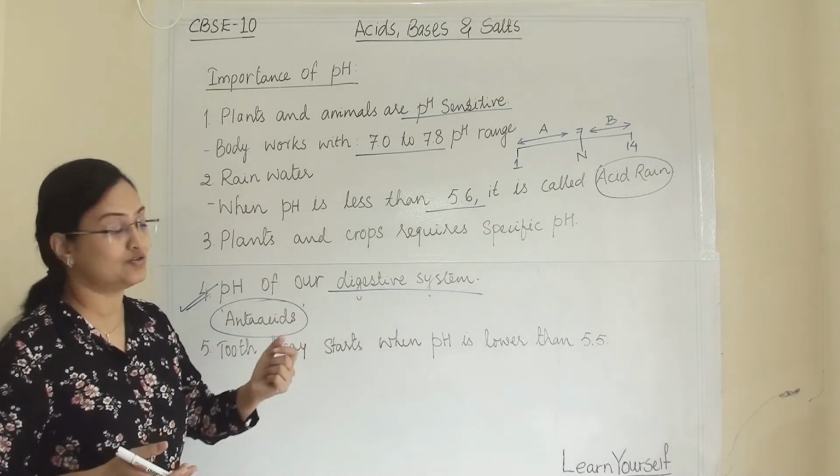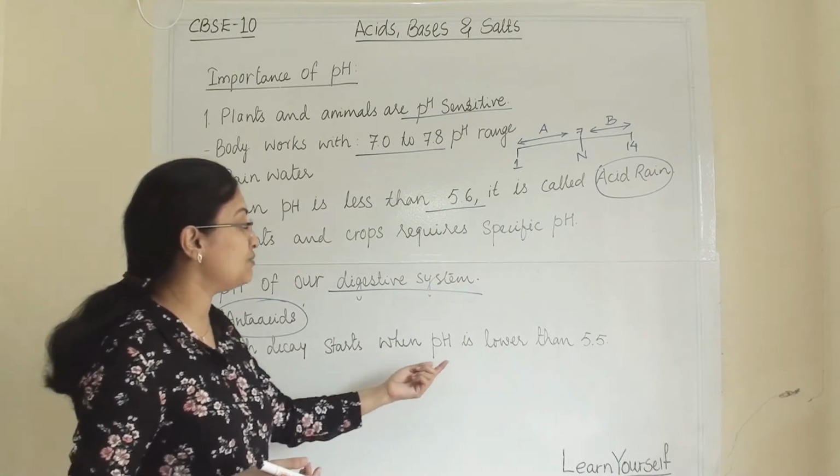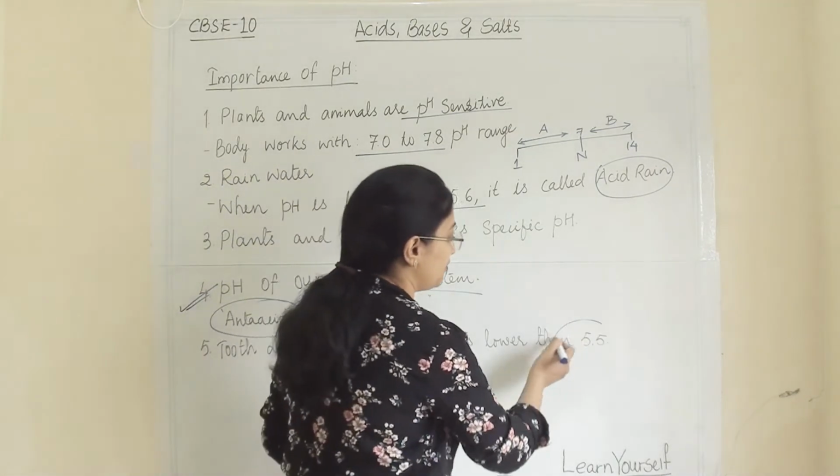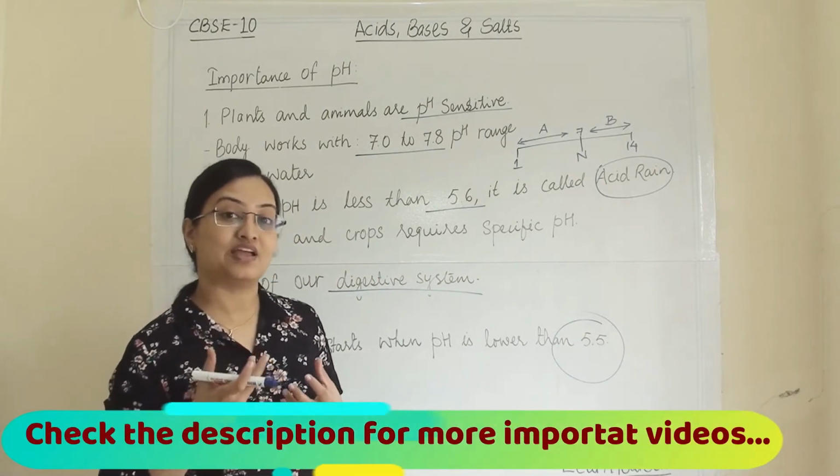Then fifth is that tooth decay starts when the pH is lower than 5.5. We know that our teeth are made up of calcium.